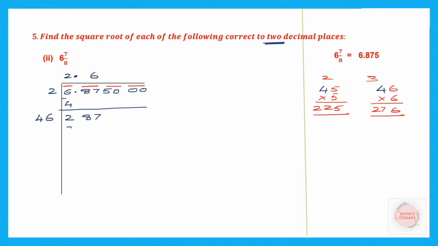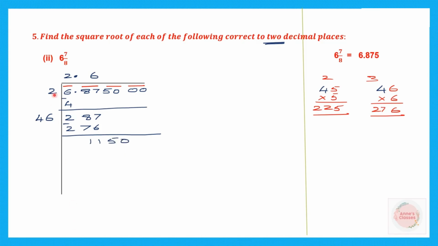46 into 6 is 276, minus. 7 minus 6 is 1, 8 minus 7 is 1. Now bring down the next pair, that is 50, 1150.